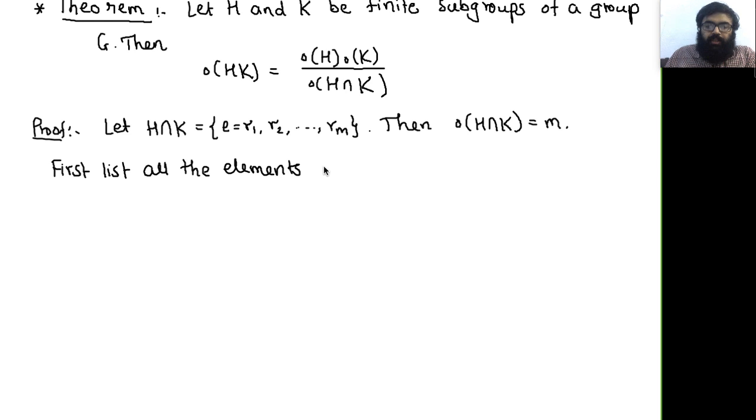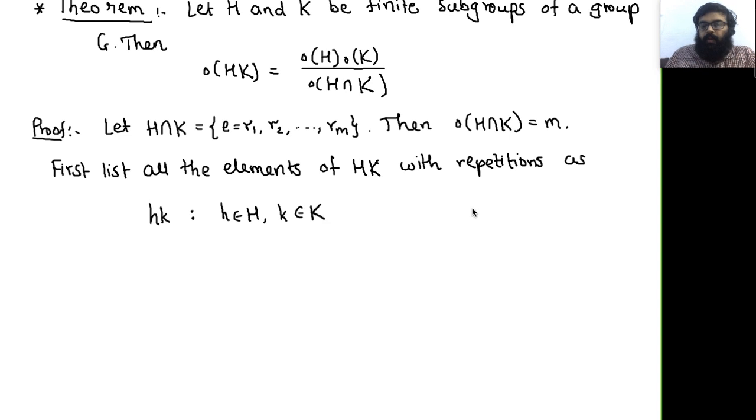First list all the elements of HK with repetitions. Even repetitions are also allowed, with repetitions as hk such that h is in H and k is in K. Right? So let us call this list 1. What we do is we list all the elements of HK. How do the elements of HK look? An element of H times an element of K. So just list them all.